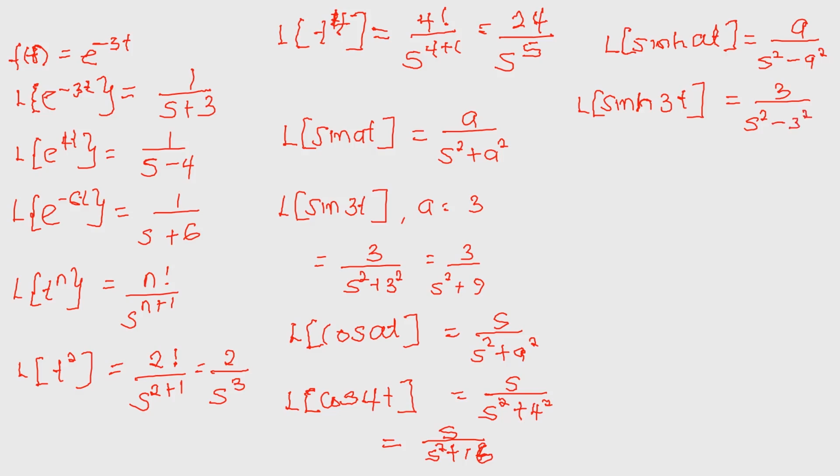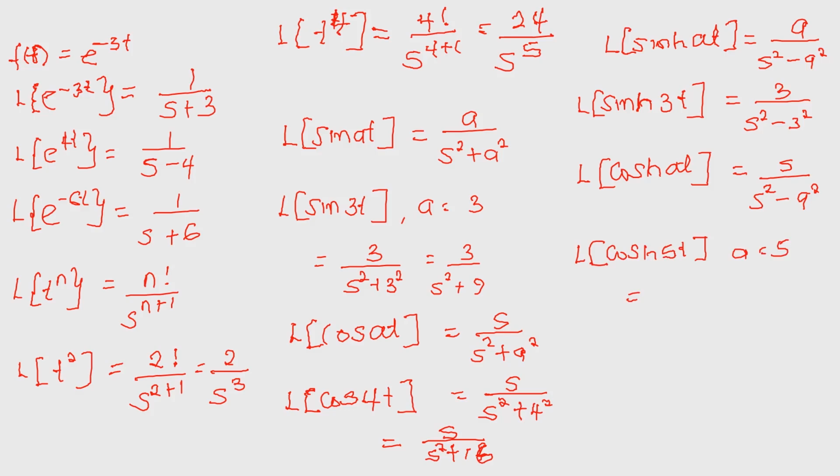The final function, the Laplace transform of cosh at. The Laplace transform of cosh at is going to give you s over s square minus a square. So now let's take this example. Laplace transform of, let's say, cosh 5t. You already know that your a is 5, right? So just put in 5 here.